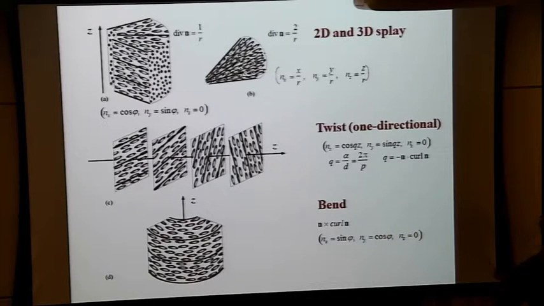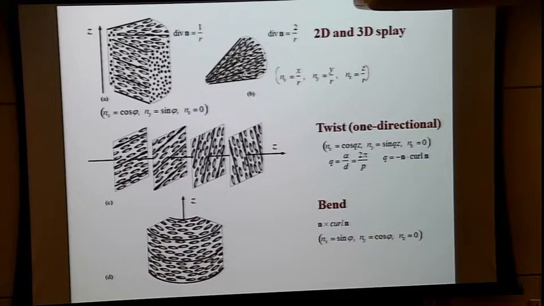So this is how these three independent and different types of distortions look in space. This is splay. It's literally what I showed you with my fingers. This is splay of director lines. It can be two-dimensional, in which case the divergence is 1/r, or it can be three-dimensional around a single point, in which case the density of splay is 2/r.